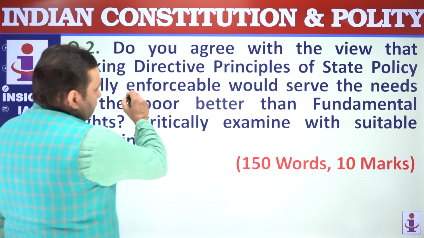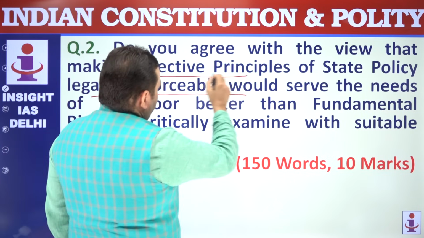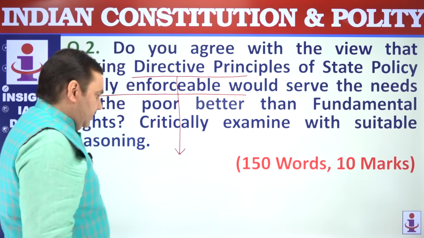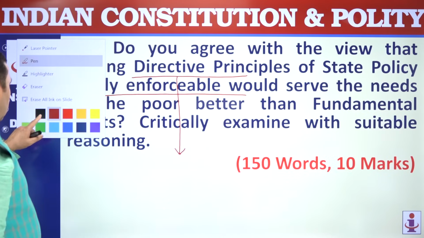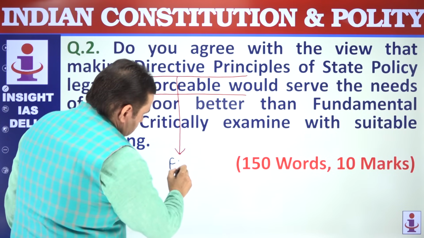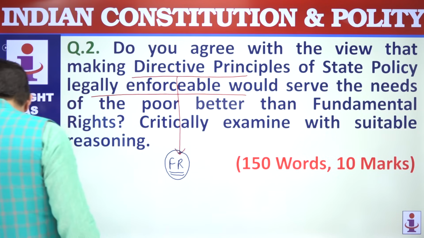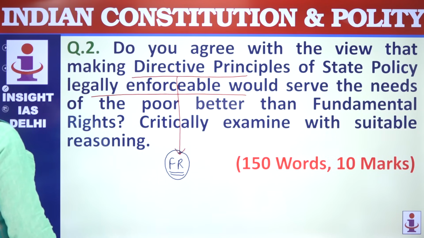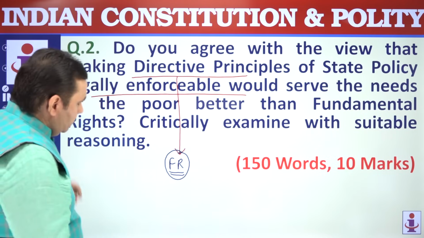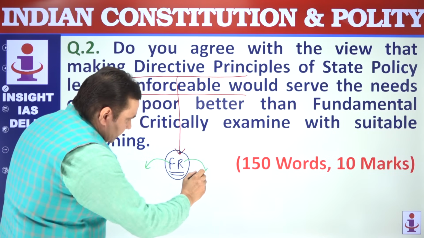Come to the point once again. The question here says: should we make fundamental rights a kind of secondary, or should DPSPs be given prominence over fundamental rights? The argument is not bad. The argument has validity. And once an argument has validity, you have to see to what extent it's right, to what extent it's wrong.